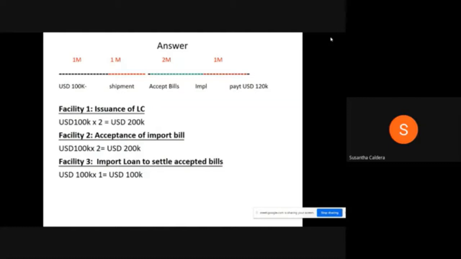Right? Any other facilities? The $5,000 account: overdraft or short term loan, import loan, short term loan for clearing charges. For clearing charges, there is US dollars 5,000 into how many times? Three times. 5 into 3, US dollars 15,000. Very good.